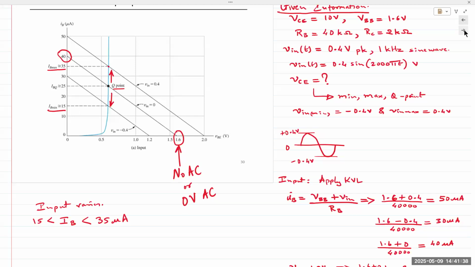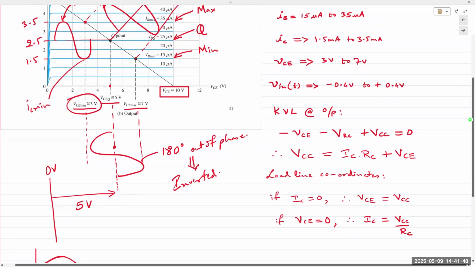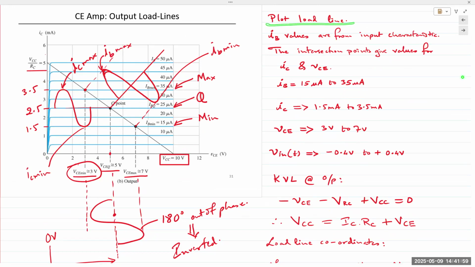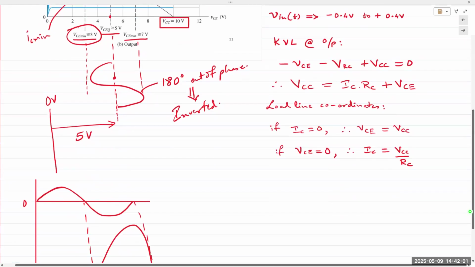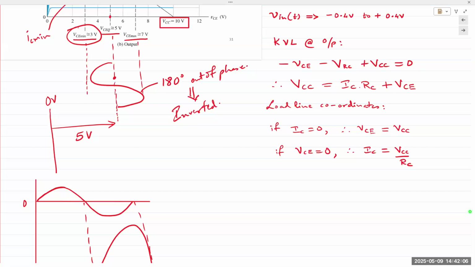Okay. All right, let's go to the output now. Ignore the diagram for now, there's a lot going on over there. What we want is to plot the load line on the output side. For the output side, you apply KVL and obtain VCE is equal to VCC minus ICRC. This is the load line equation for the output side.